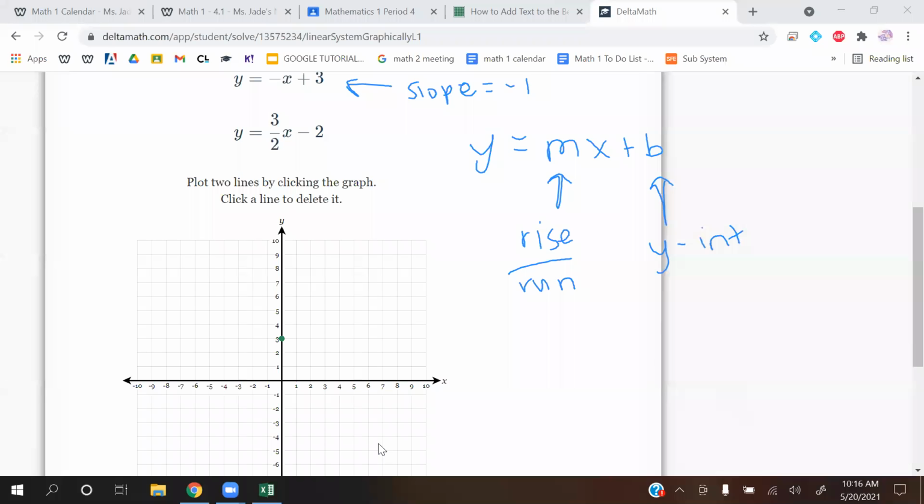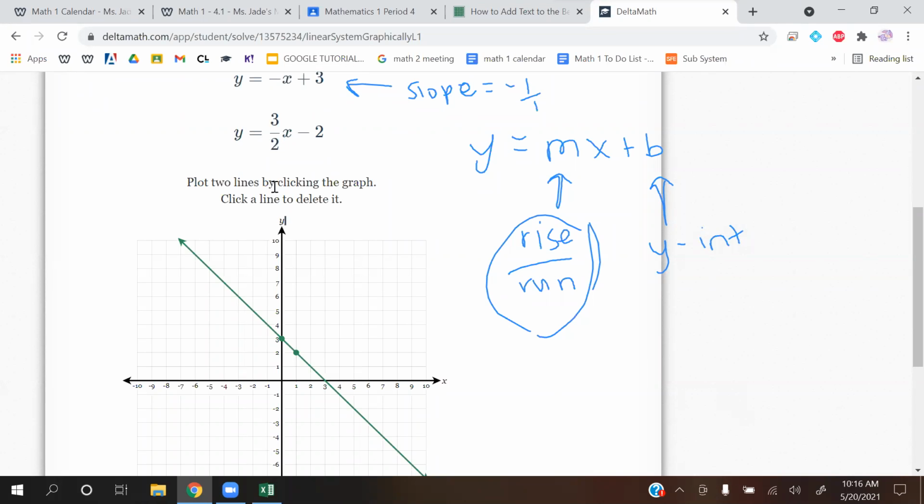-1 looks like a whole number, but we like it in fraction form. So to get it in fraction form, if it's a whole number, it's just over 1. So a -1 for your rise means you're going to go down 1 from your y-intercept, down 1. And then a +1 run means you're going to go right 1. So I'm going to go down 1, right 1. And I can just click here. And this is our first line.